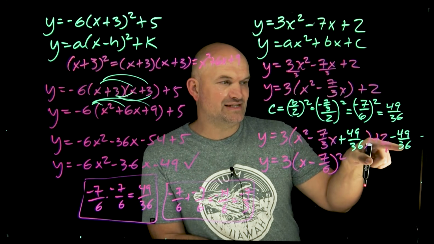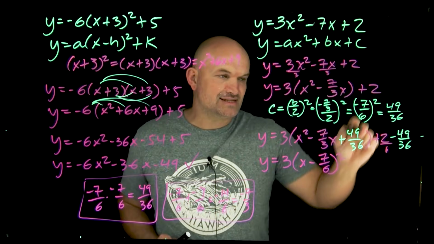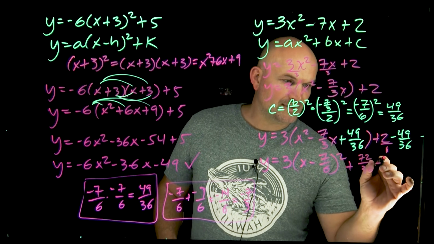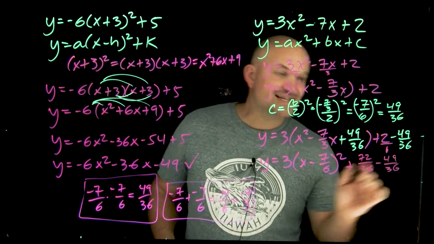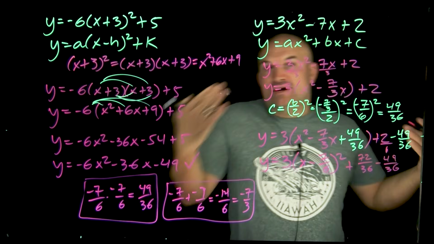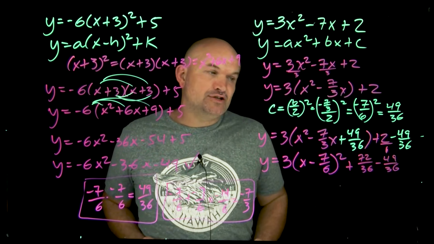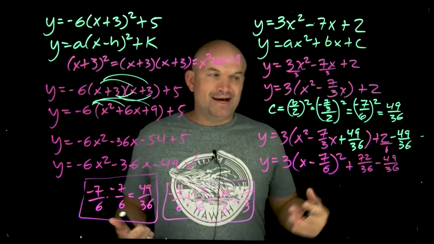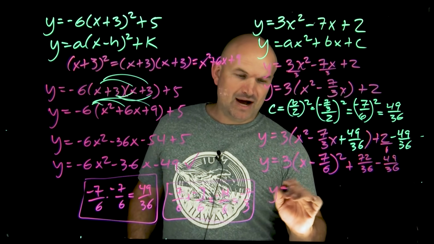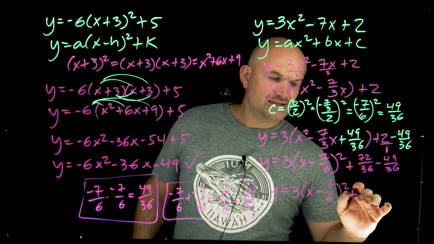So if this is 36 and this is 1, to get a common denominator, if I multiply the top and bottom by 36, I'm now going to have 72/36 minus 49/36. Now I have common denominators. Now I can apply whatever operation I have to my numerators. Now I know if this was 50, 72 minus 50 would be 22. But I'm one less than 50, so therefore it's going to be a difference of 23. So now I have y equals 3 times x minus 7 over 6 quantity squared plus 23.